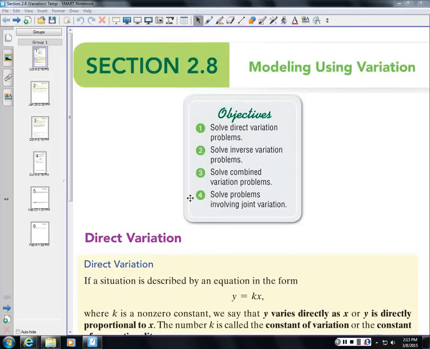In section 2.8, we're going to cover different types of variation problems. There's really going to be two main types of variation problems, and the first one that we're going to look at is called direct variation.